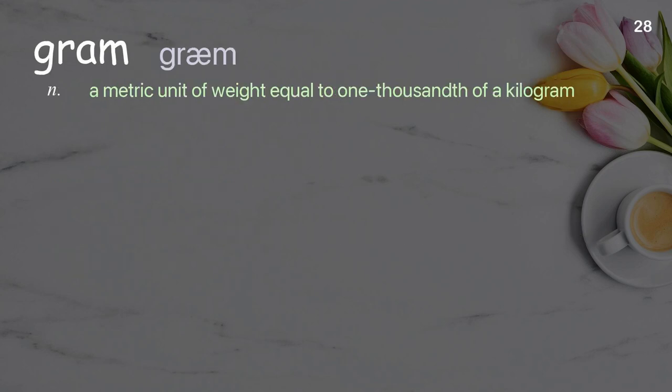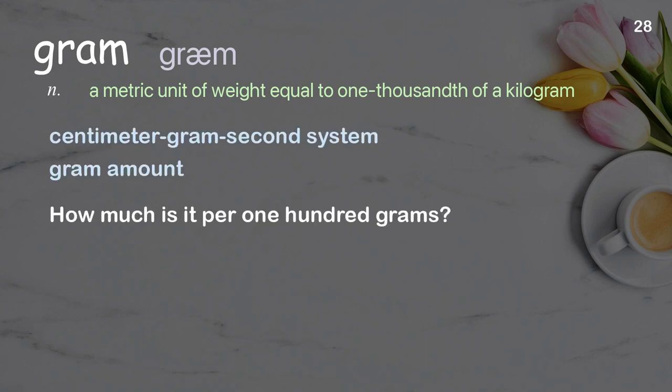Gram. A metric unit of weight equal to 1/1000th of a kilogram. Examples: centimeter gram second system, gram amount. How much is it per 100 grams?